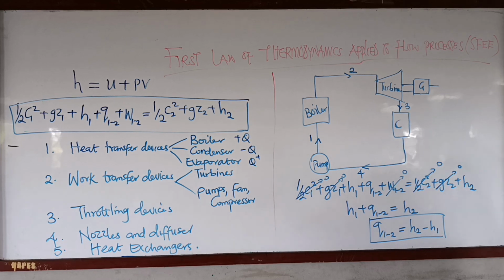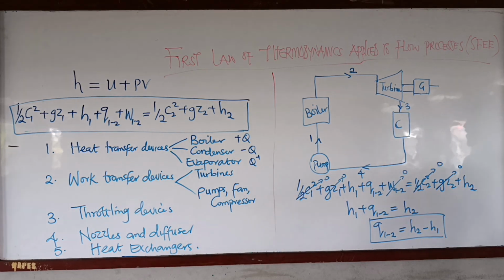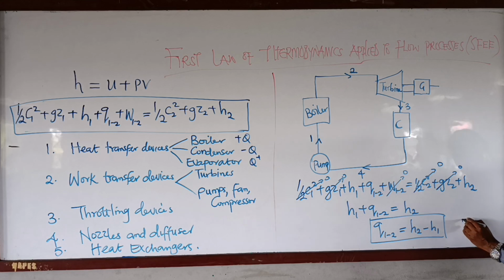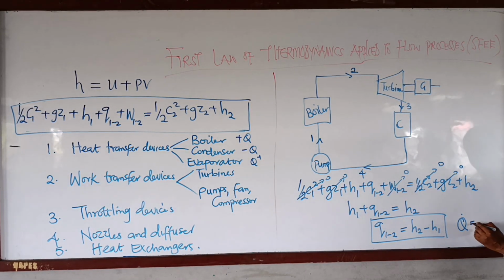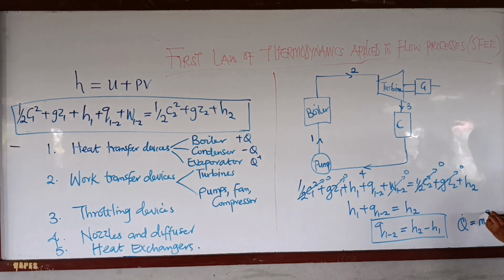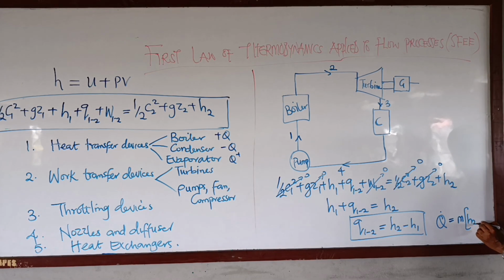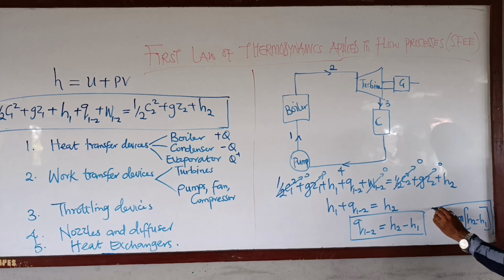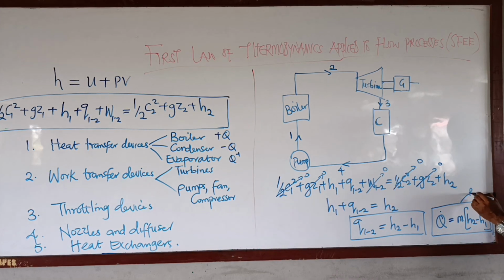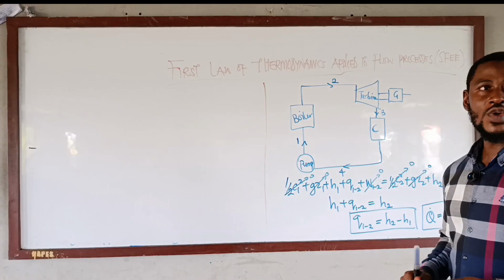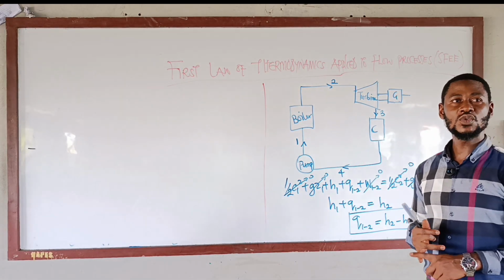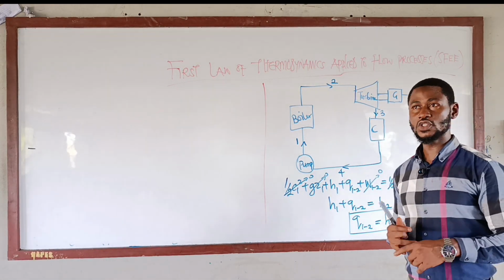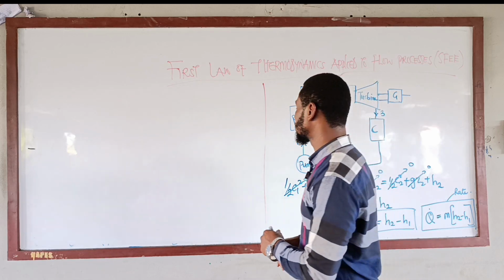This is the heat transfer in the boiler. It can also come in the rate form. When it comes in the rate form, it becomes Q dot, in the rate form, equals the mass flow rate multiplied by H2 minus H1, in rate form. Next one we are going for is the condenser. As we all know, what the condenser does is to help us remove heat.